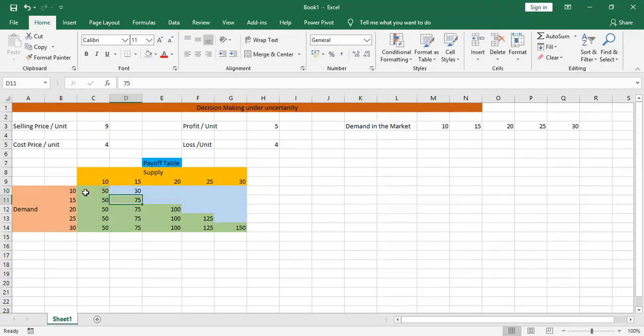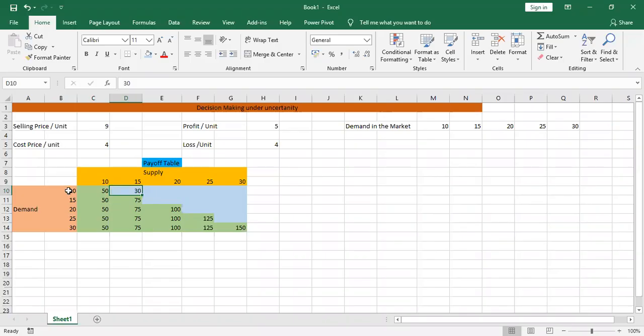Because of the demand, the profit on 10 units is what? 50. But I supplied 15 units. That means the additional 5 units are not sold in the market. And the loss on a single unit is how much? That is 4 rupees. So on 5 units it is what? 20 rupees. So 50 minus 20 is what? 30.